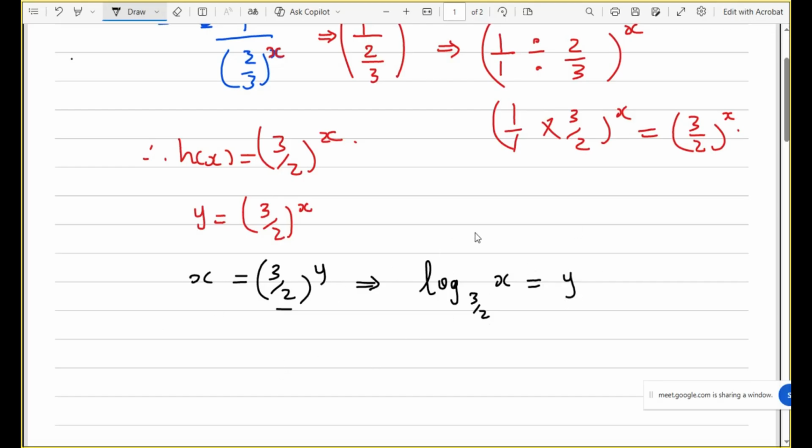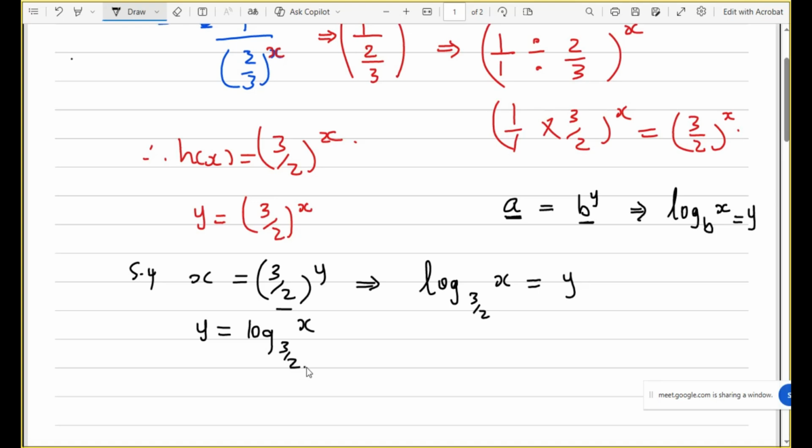Please make sure that you practice this. If I have a equals b to the power y and I want to write this with logs, this will be the log of the base, which is b, and then a, that was your subject. Whatever you have on your exponent becomes the subject of the formula. That's how you write the log. So this is your 5.4. So y is just the log of x to base 3/2.